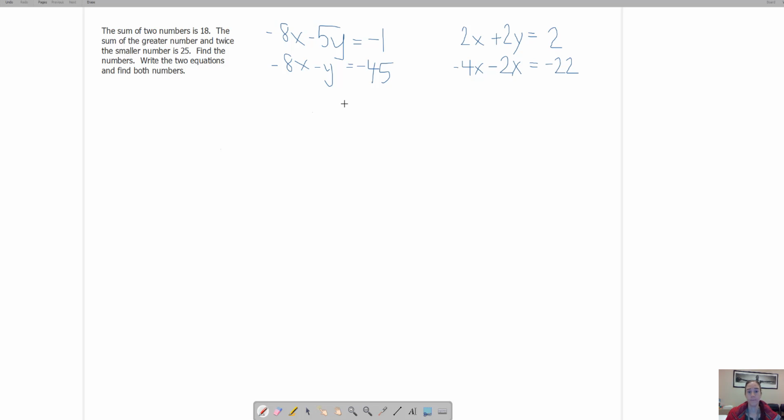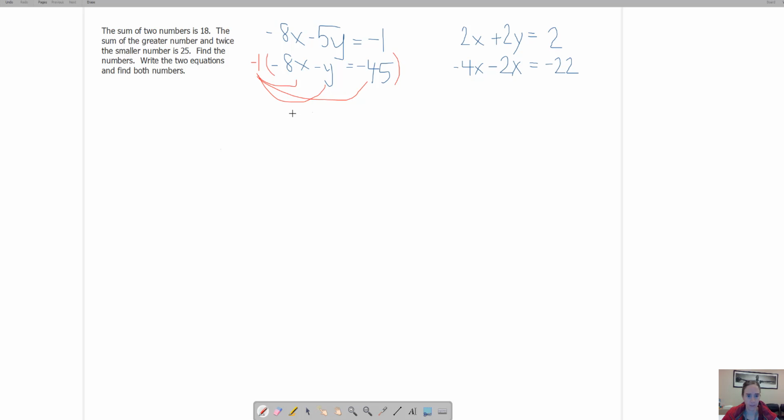Okay, so the way I'm going to do it is I'm going to go ahead and get rid of the x's. It doesn't matter which equation you multiply. You could actually multiply both of them if you wanted. But I'm going to multiply this bottom equation by negative 1, which means I'm going to distribute that negative 1 all the way across the equation.